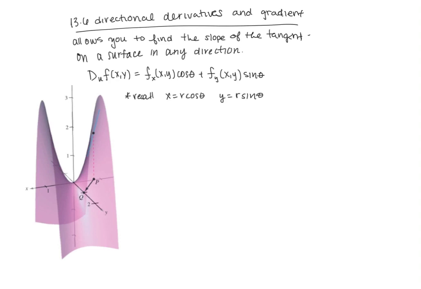So a directional derivative allows you to find the slope of the tangent on a surface in any direction, not just with respect to one of the axes. So the formula we went over is the directional derivative is the partial derivative of f with respect to x cosine theta plus the partial derivative of f with respect to y sine theta. And sometimes you'll be actually doing cosine theta and sine theta, and sometimes you can actually just plug things right in because it'll be in terms of like x over r or something like that.